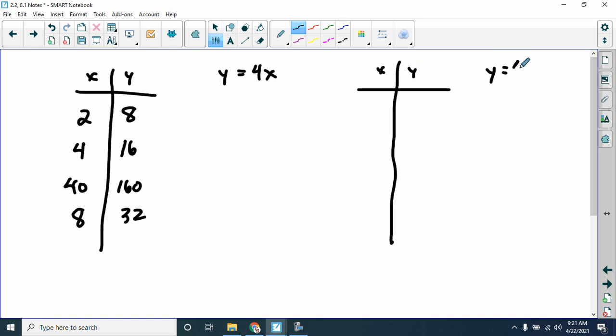If I have y equals 4x plus 2, and I plug in 2, I get 10. If I double my x, now I have 4. 16 plus 2 is 18. So notice this is times 2, but this one's not times 2. That only works for direct variation.